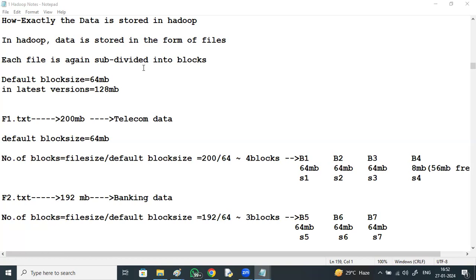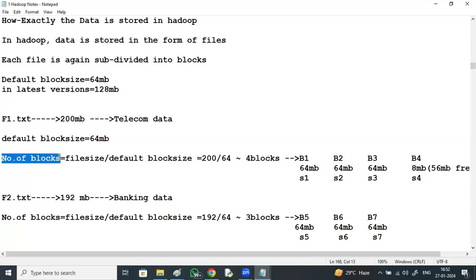Observe. In Hadoop, data is stored in the form of files. Again, the file is subdivided into smaller parts called blocks. Assume you have a file f1.txt. The size of it is 200 MB. Assume that you have some telecom data in it. The default block size, assume it is 64 MB.